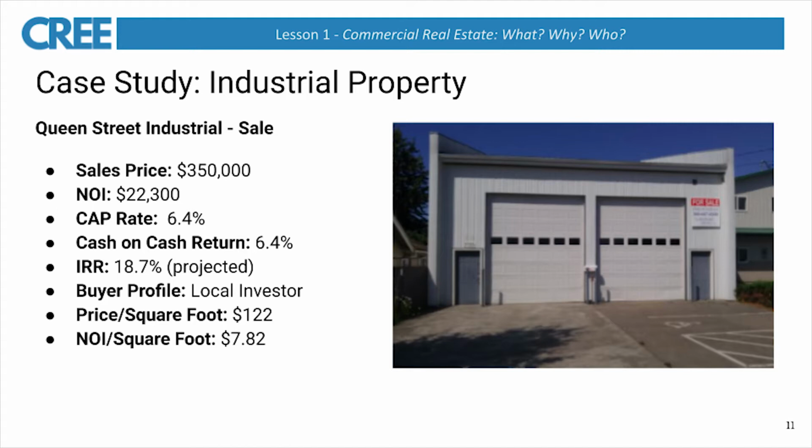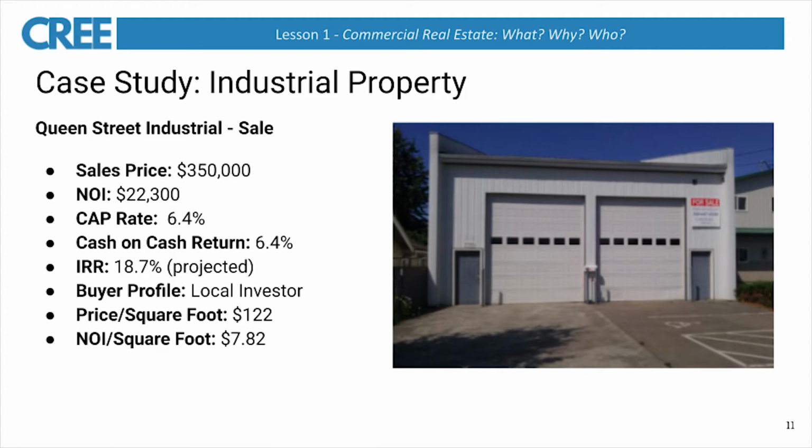We've got an industrial case study. Again, this is an industrial building, a small 2-tenant industrial building that I personally sold to an investor for $350,000. The NOI was just above $22,000. The cap rate was 6.4%. The internal rate of return was just shy of 19%, as you can see.